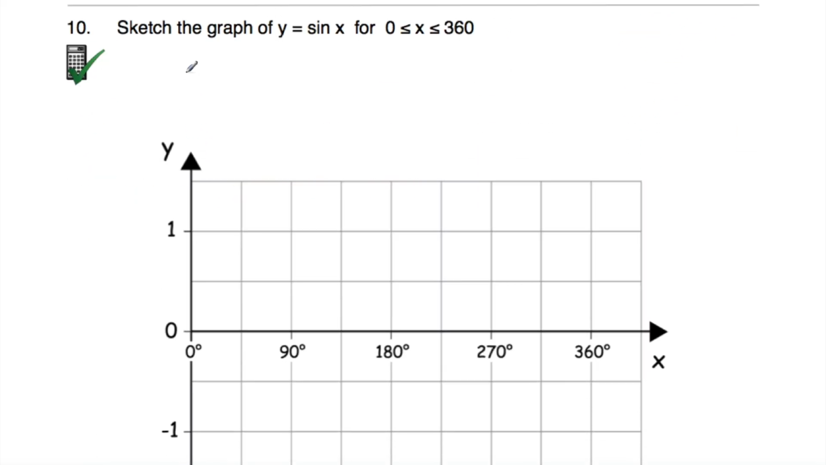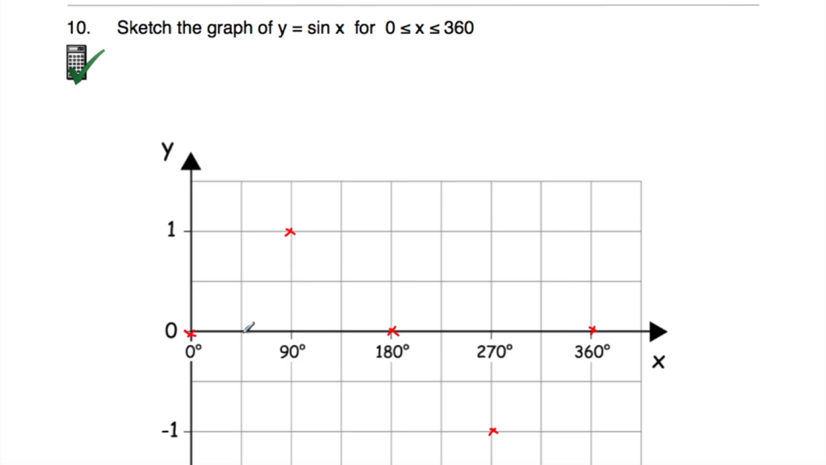So question number 10, we've been asked to sketch the graph of y equals sine x, so the sine graph, for values of x from 0 to 360 degrees. So it's a calculator question, so you can type these into your calculator. The sine of 0 is equal to 0. The sine of 90 degrees is equal to 1. The sine of 180 degrees is equal to 0. The sine of 270 degrees is equal to -1. The sine of 360 degrees is equal to 0, and so on.